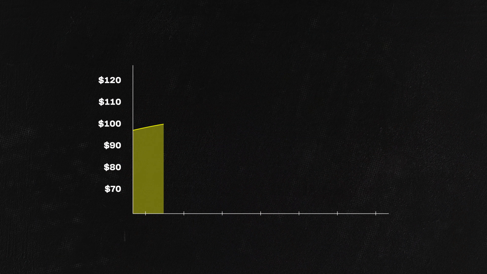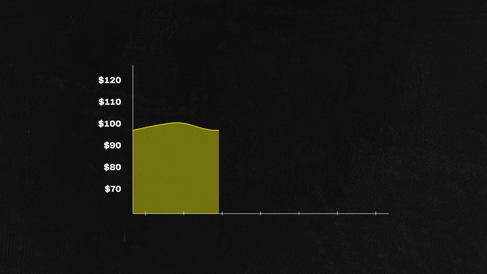Suppose the stock has been trading quietly between $98 and $100 for several days. Implied volatility is low because nothing exciting is happening. Zero DTE options are relatively cheap.